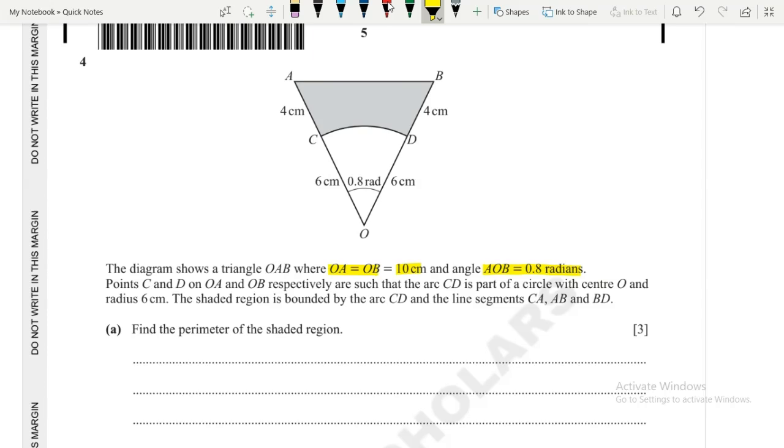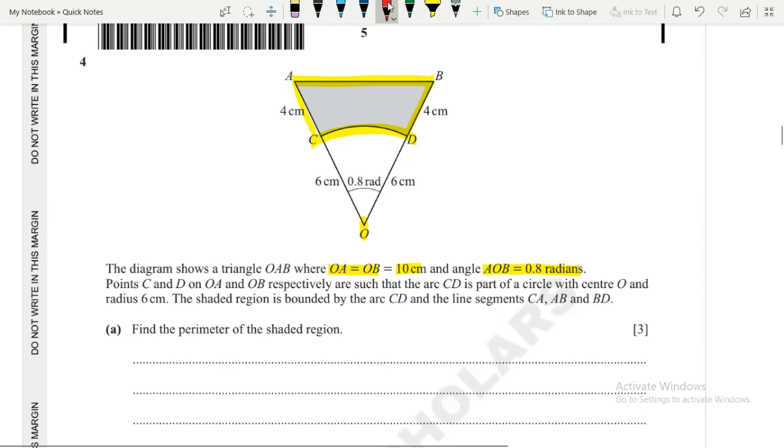Points C and D on OA and OB respectively are such that CD is a part of a circle with the center O. So CD is the part of a circle with the center O, and the radius is 6. So this is the radius, okay? The 6 is the radius. The shaded region is bounded by the arc CD and the line segments CA and AB. So this is the AB and this is the arc and these are the segments BD and AC. So find the perimeter of the shaded area.